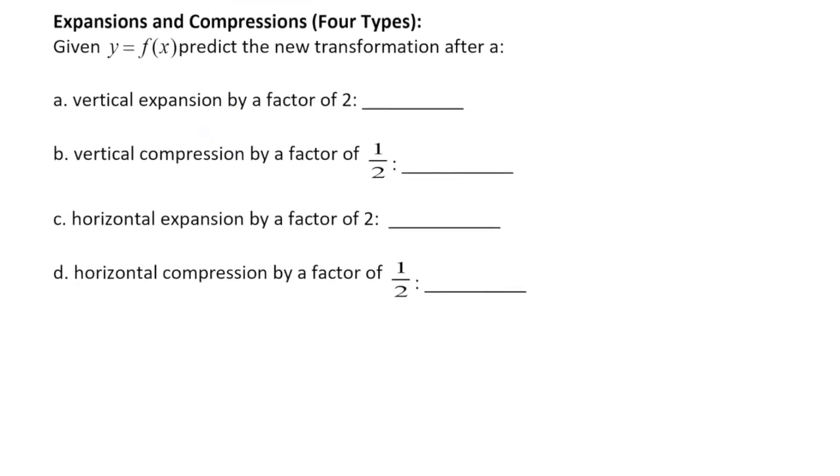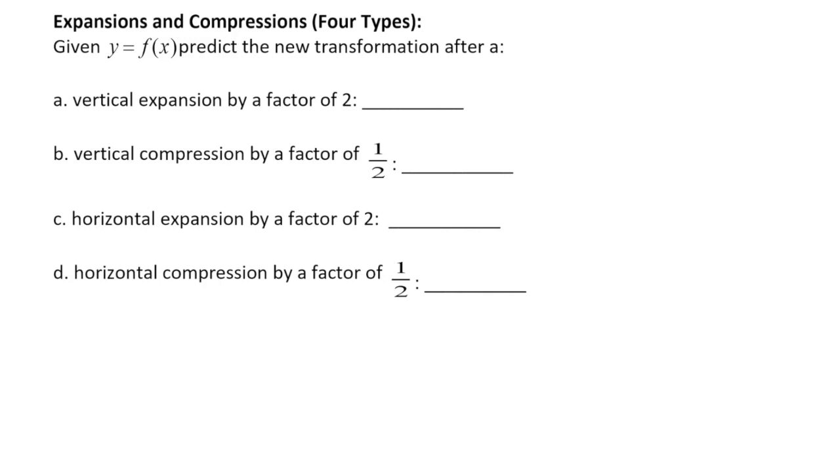Now, in terms of looking at expansions and compressions, there's vertical expansions, vertical compressions, horizontal expansions, horizontal compressions. We define an expansion as something getting bigger, so any value greater than 1 is considered an expansion, and a compression would be a number between 0 and 1. So something less than 1, and let's keep it positive just so we don't confuse getting reflections involved in this operation.